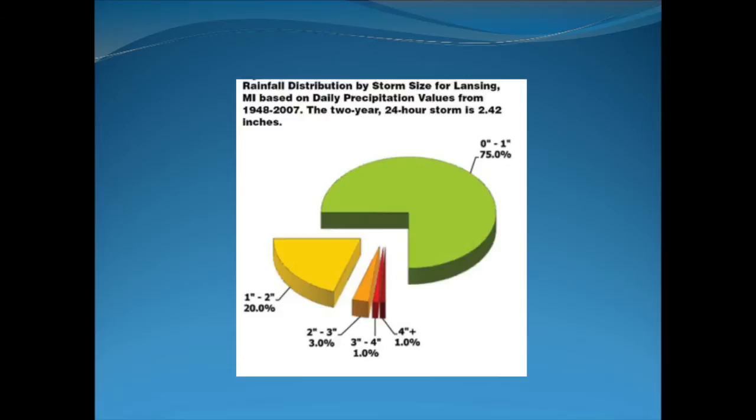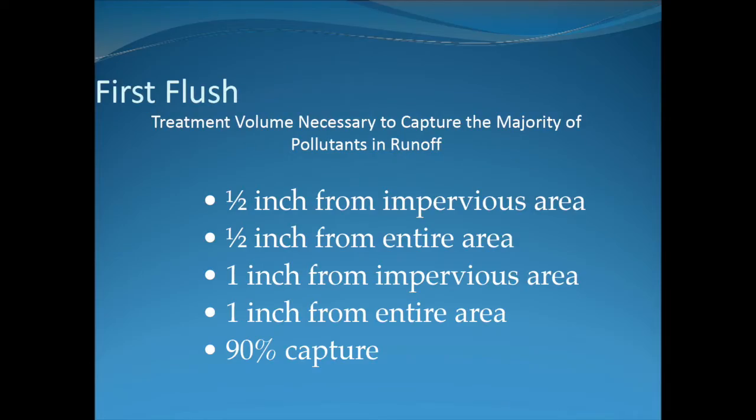There's a number of criteria. You've heard of the half-inch criteria. A lot of people did that in the early 80s to late 90s. Some people looked around and said, nah, that's not really good. You really should use 1 inch. And do you use it over the impervious area or over the entire area? Out east, they came up with the 90% capture, which is essentially determine the storm that produces 90% of the runoff.